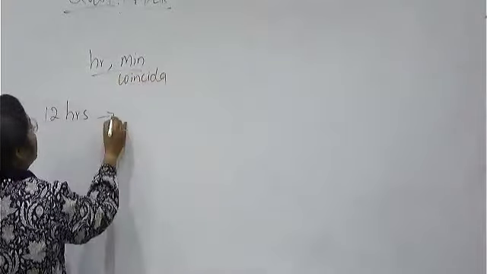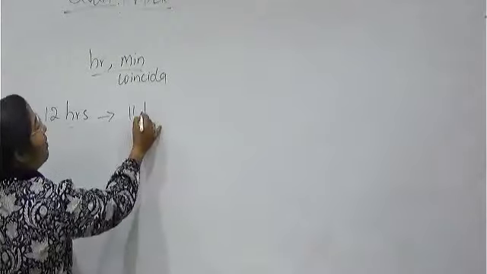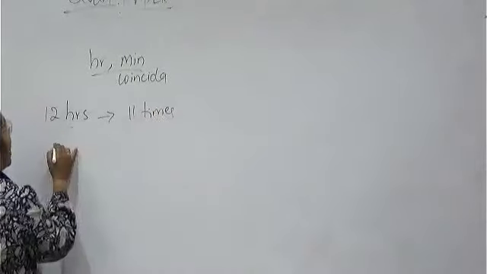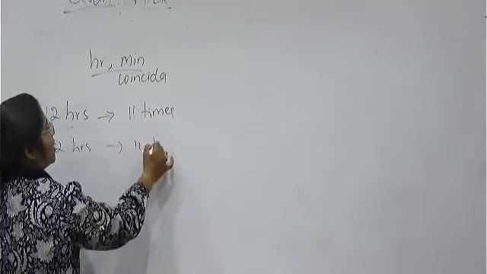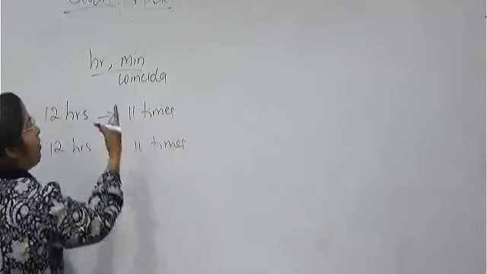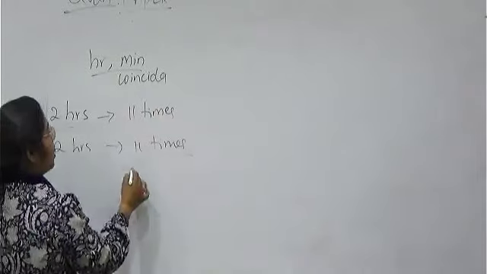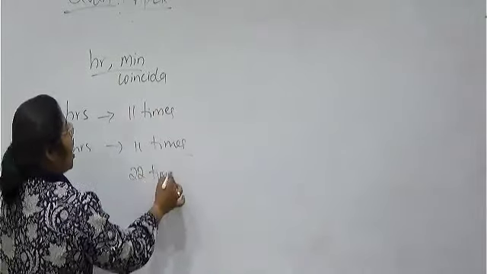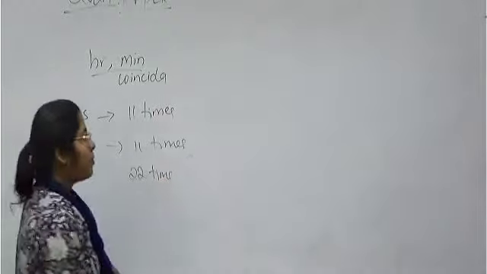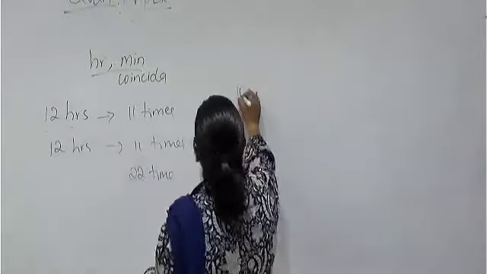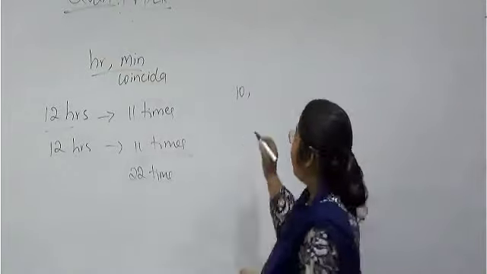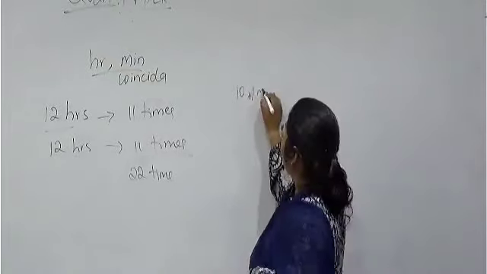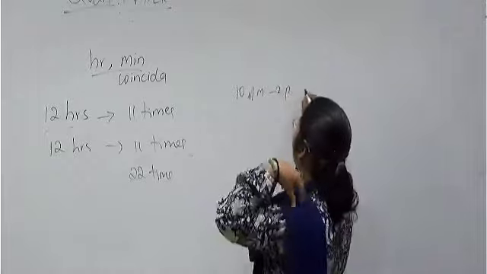How many times does it coincide? In 12 hours, 11 times it coincides. And in another 12 hours, 11 times. So in a day, how many times do the hour and the minute hand coincide? 22 times. Now, how many hours are we talking about? 10 a.m. to 2 p.m. 4 hours, no? 10 a.m. to 2 p.m. means how many hours?